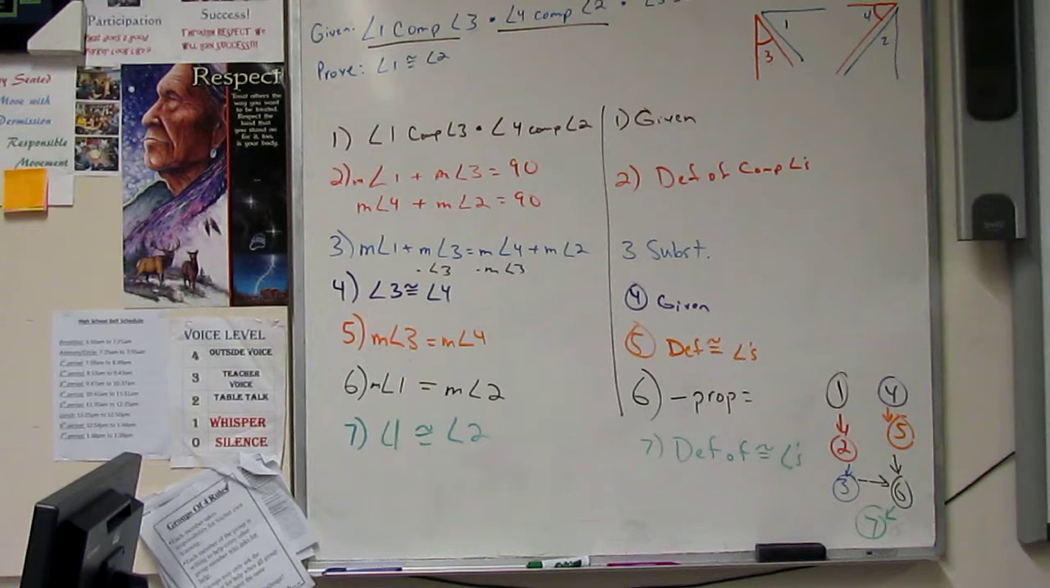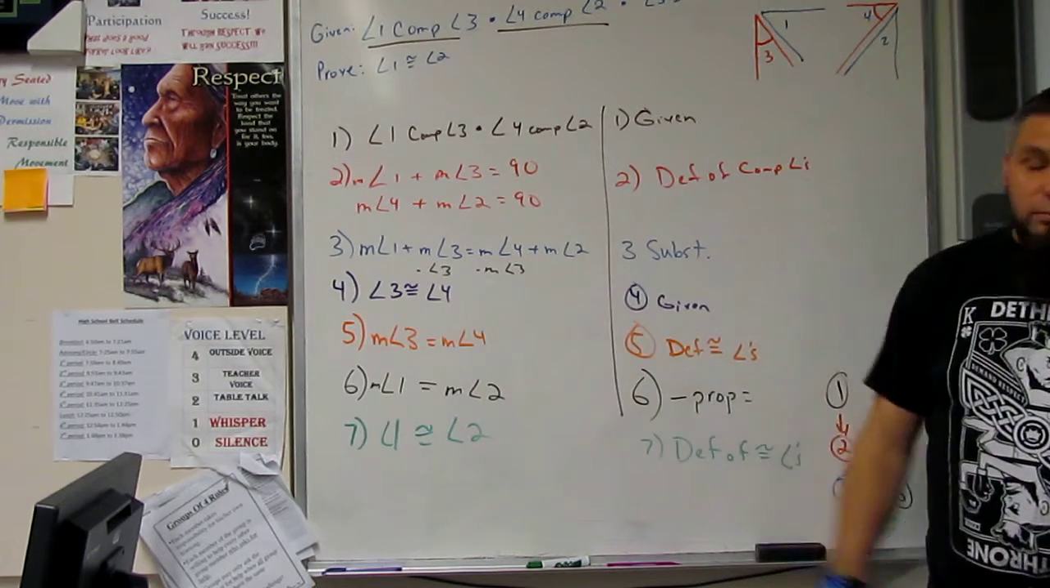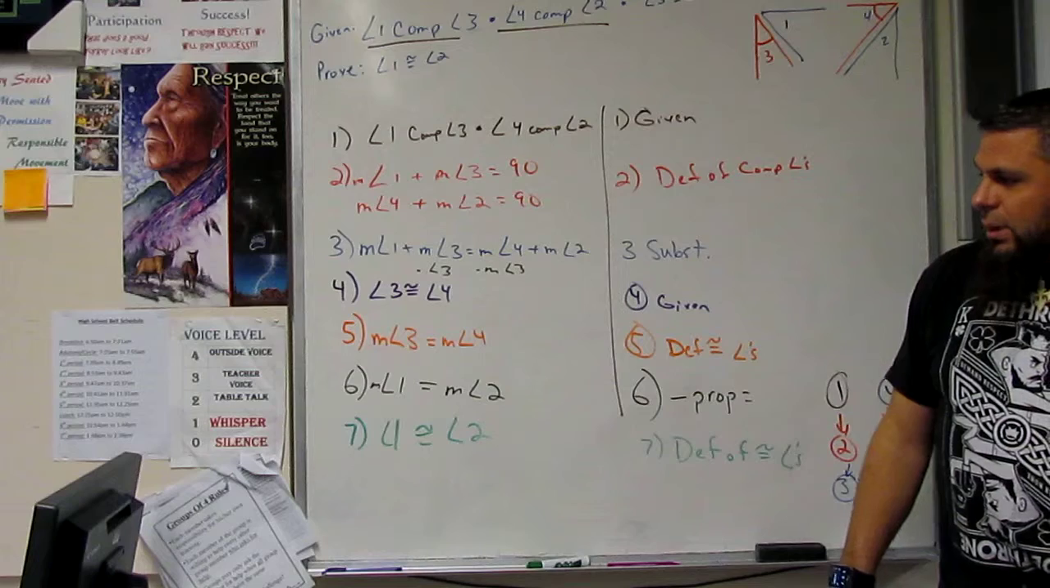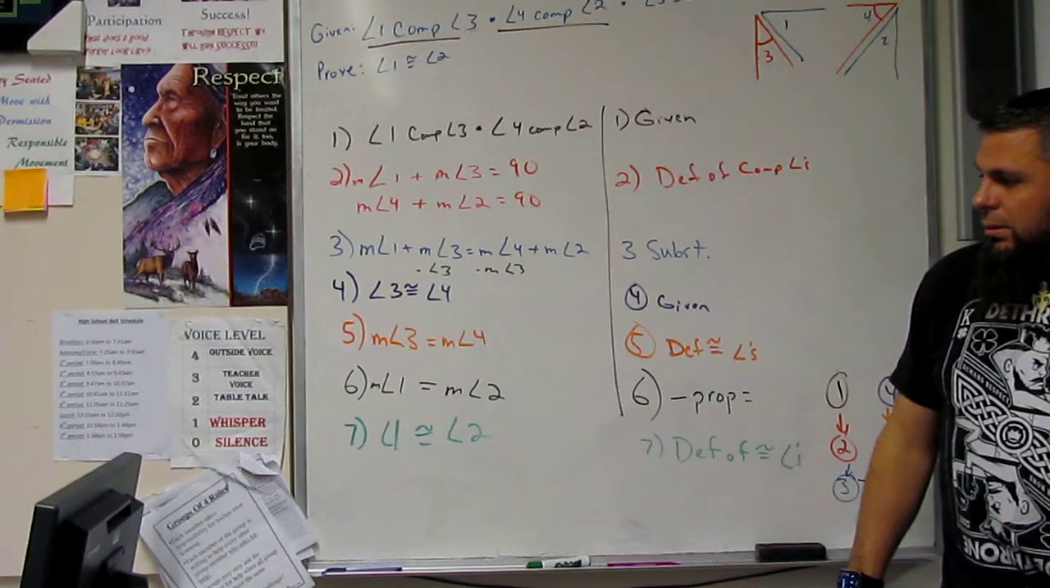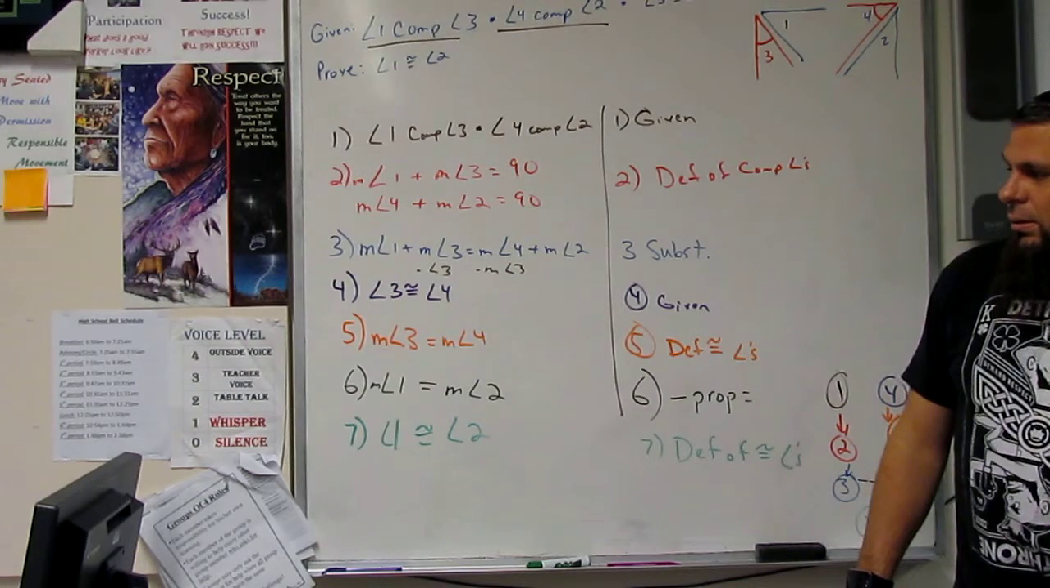So we got 1 to 2 to 3, 4 to 5, and then 3 and 5 to 6, and then 6 to 7. So, but what about the minus angle 3? I know angle 3 and angle 4 equal each other, but why would you write minus angle 3 on both? Because angle 4 minus angle 3 equals 0.